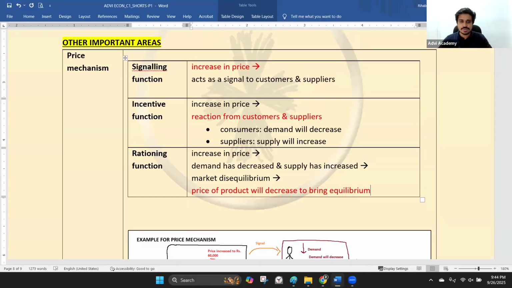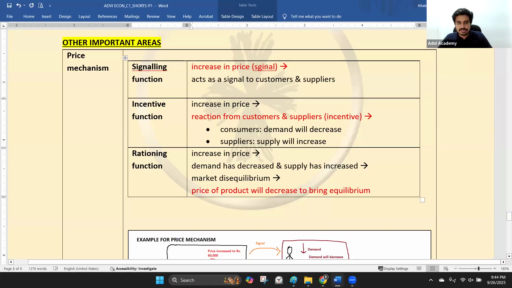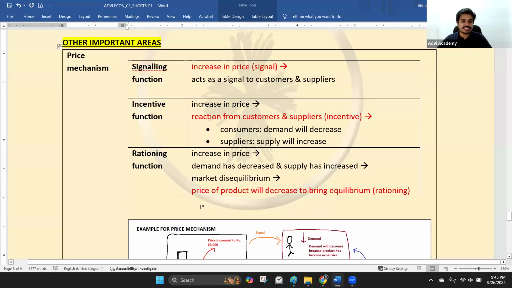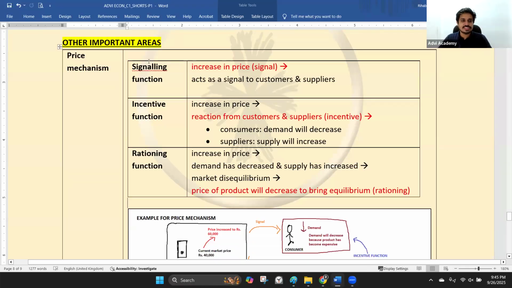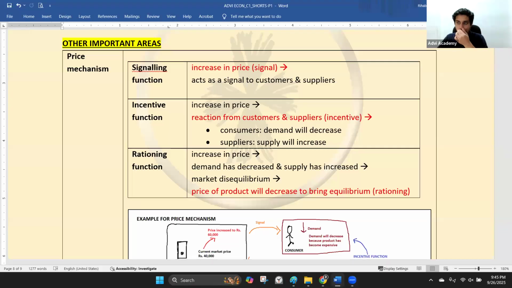So these are the three steps of the price mechanism: you have your signaling function, your incentive function, and your rationing function. Whatever I put in red color, this increase in price here, is the signal. The reaction from customers is the incentive part. And the price reduction to bring back equilibrium is the rationing part. So that is basically your price mechanism. You can take a screenshot of this table also, and for those of you who have the picture, just remember the price mechanism part.